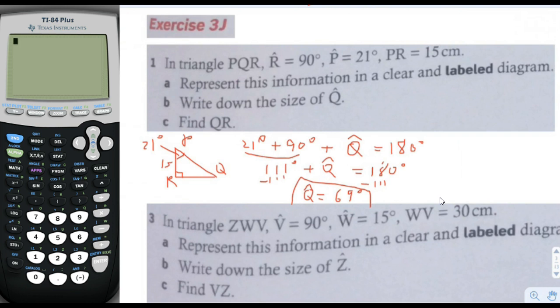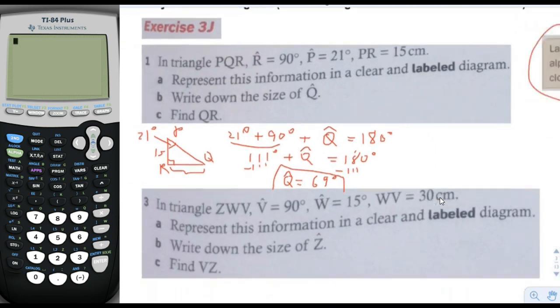So that was B. And then it tells us to find QR. Well, QR is this length here. And we can find that using one of the trigonometric relationships. Okay, so like for example, we know this side, 15, and we want to know this side. And we know all the angles, but let's say we know the angle 21. So what's the relationship here?